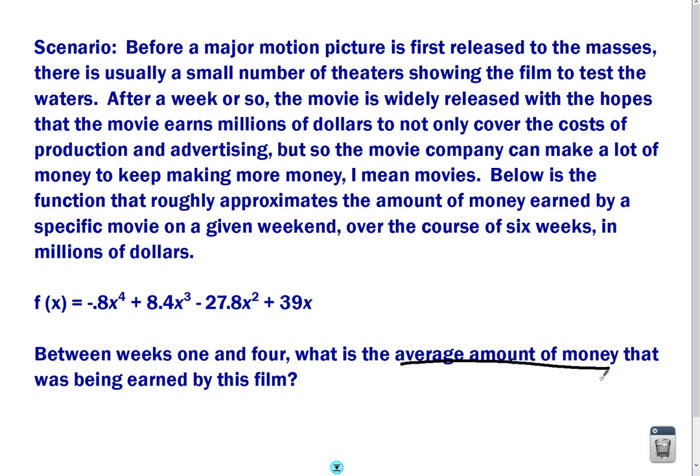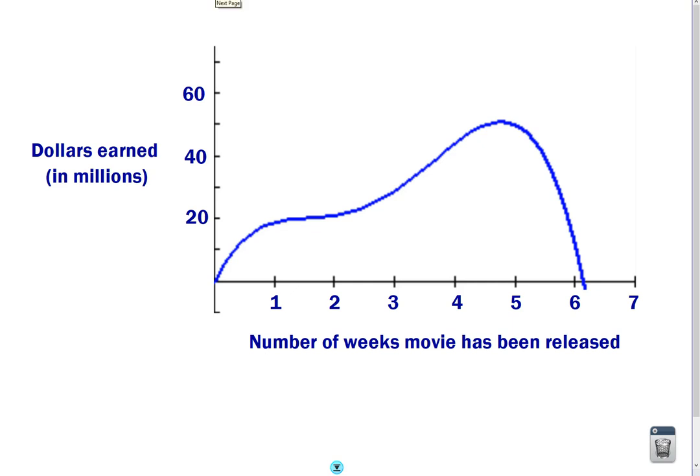So on the next slide, I've got this graph of this function. Between weeks 1 and 4, I want to know what's the average amount of money that was being made at any given time. Basically, I found different data points and used the regression tool on my calculator to come up with a good curve that would approximate this function based on those data points. At week 1, they were making this much money. On week 2, they were making this much money.